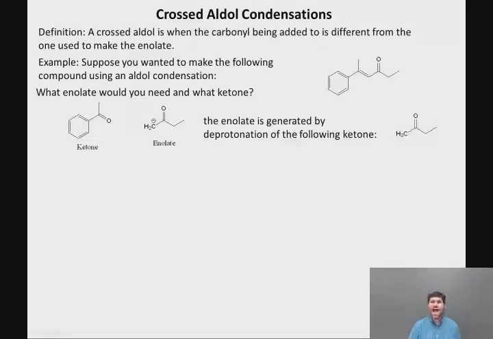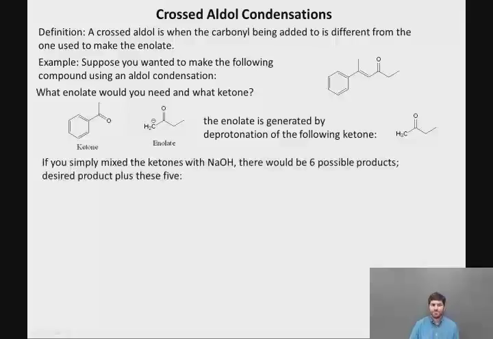Okay, so fundamentally our neutral starting materials that we would start this reaction with are acetophenone and 2-butanone, different ketones. Well, if you simply mixed the two ketones with NaOH, there would be 6 possible products, the desired product plus these 5. And to help us get through this, I'm just going to label acetophenone as ketone A and 2-butanone as ketone B, so I don't have to say the names over and over again.